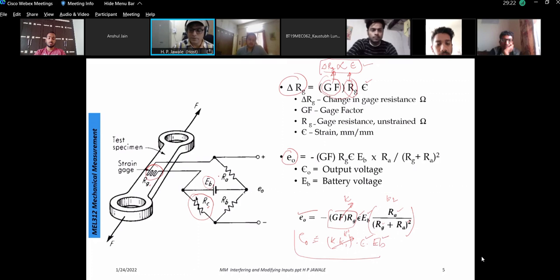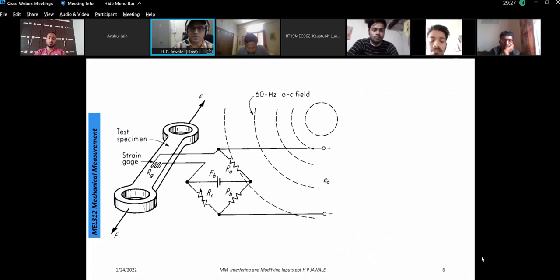But let us assume that there are some signals present. For example, a 60 Hertz AC field present nearby the instrument or near the measurement system. What is going to happen because of the presence of this AC field? We can find that there is some unwanted signal generated because of the AC field, and this gauge wire may act as an EMF generation device. So that will generate some EMF.